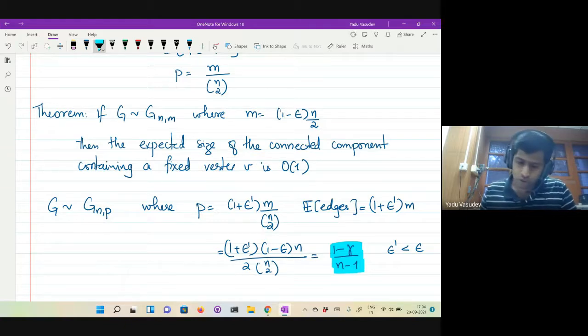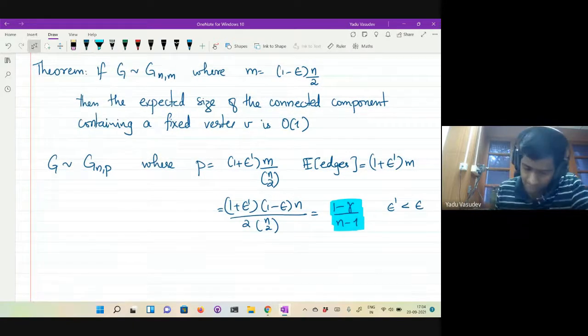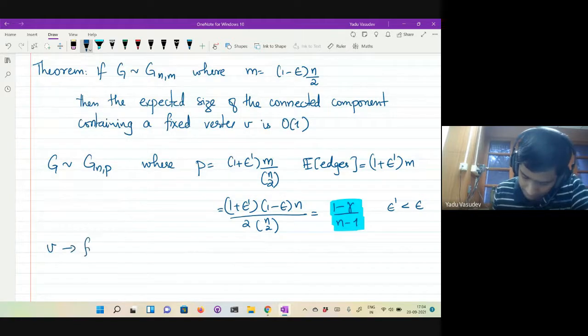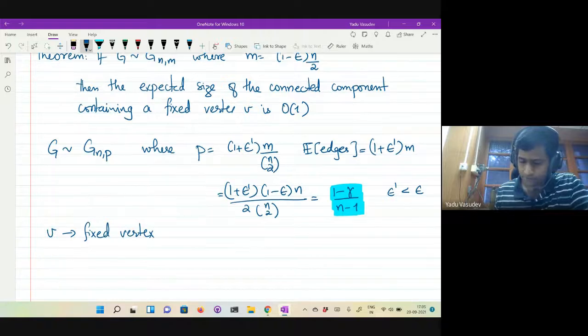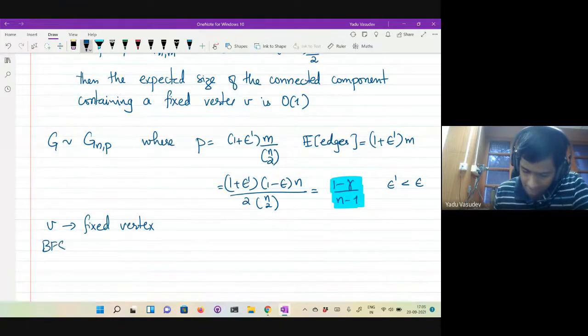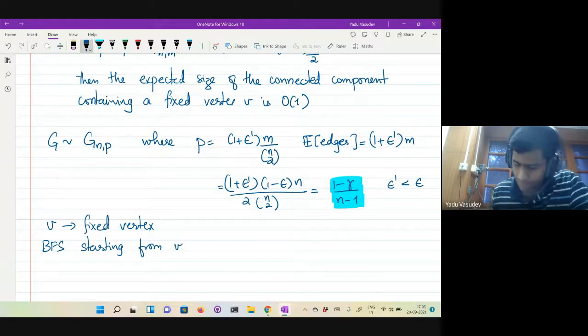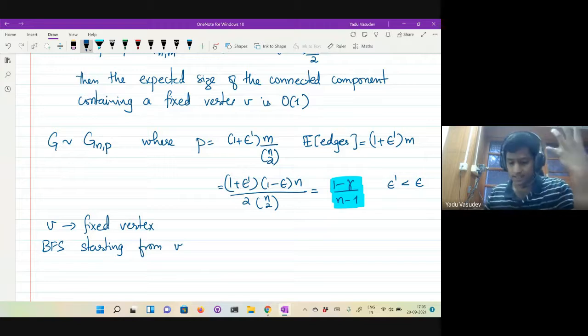Okay. So let's try to analyze this expected size. For that, let's fix the vertex. V is a fixed vertex, right? And let's look at the following process where you do a BFS starting from V. Now, what you want to know is the expected size of the graph that you're going to see when you do a BFS from V.